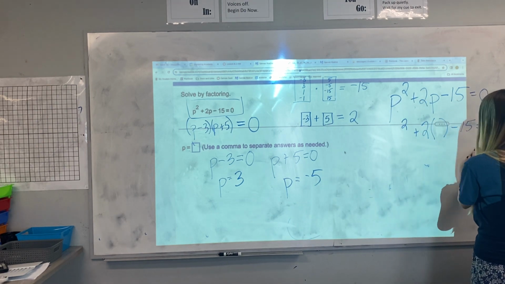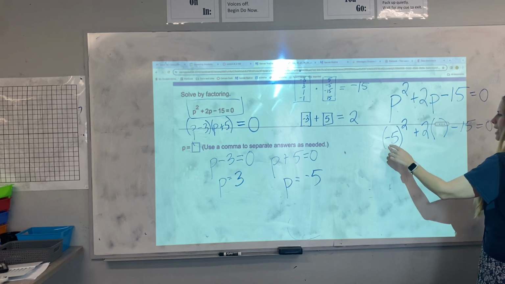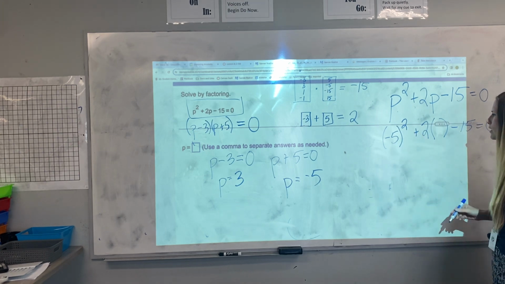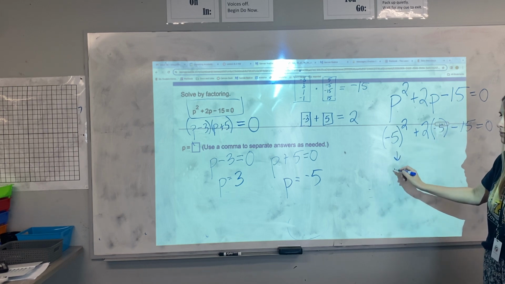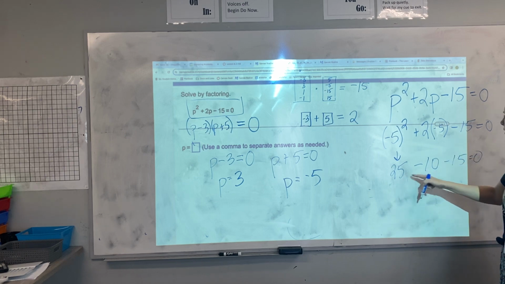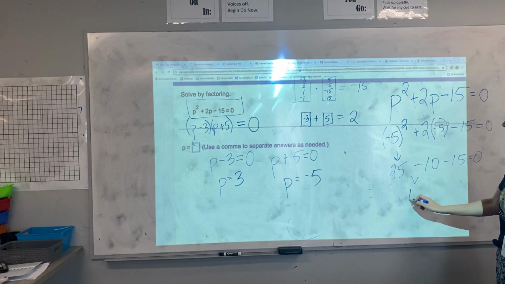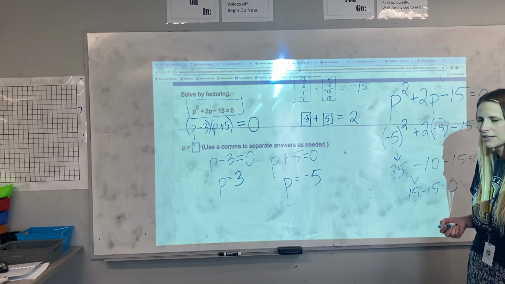Now let's try negative 5. I'm going to make sure to put parentheses here for my negative 5 to show that negative 5 is being multiplied times itself to get our answer here. So what do we get here? Oh, negative 10, not negative 10. 25. Negative 10 minus 15 equals 0. 25 minus 10 is 15, minus 15 is 0. Both of these numbers work. What does that mean? They're the solution. They're correct.